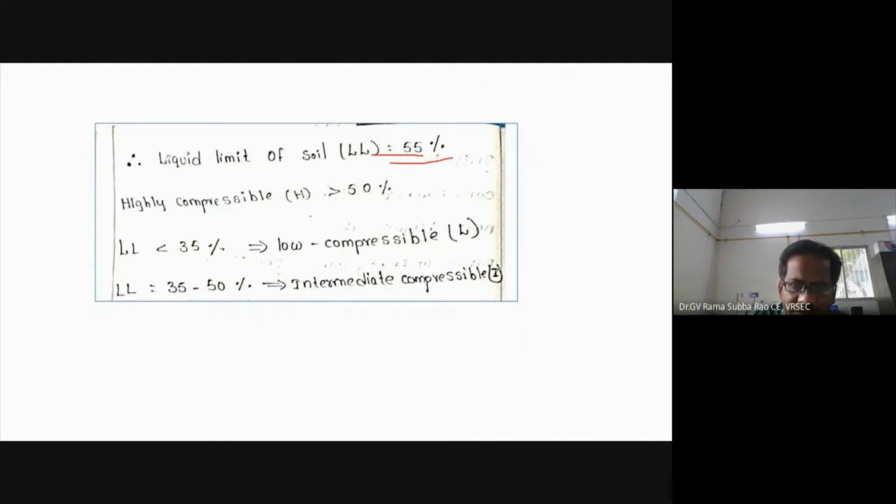Now if the liquid limit of the soil is greater than 50, we call it highly compressible. If it is less than 35, it is low compressible. 35 to 50, it is intermediate compressible. So highly compressible is designated with H, intermediate compressible is I, and low compressible is L.